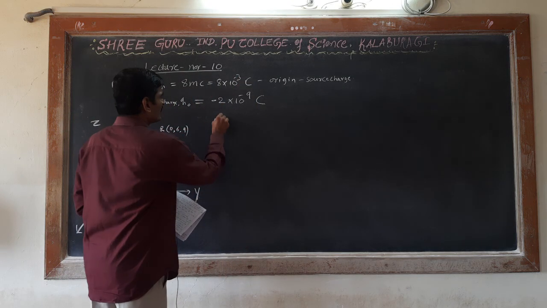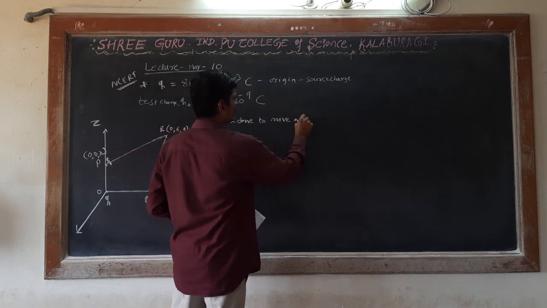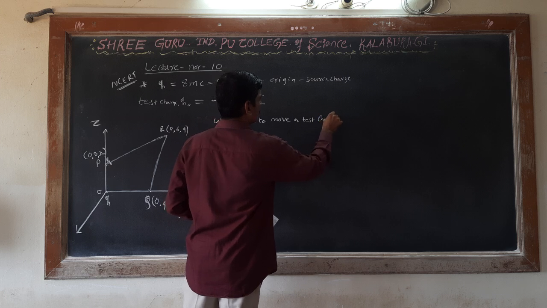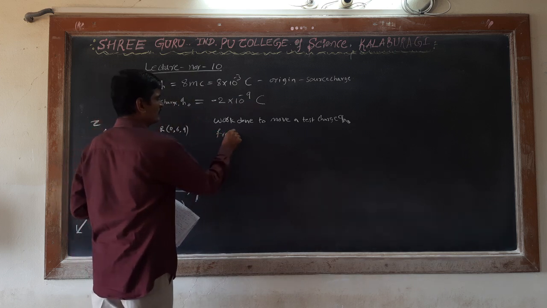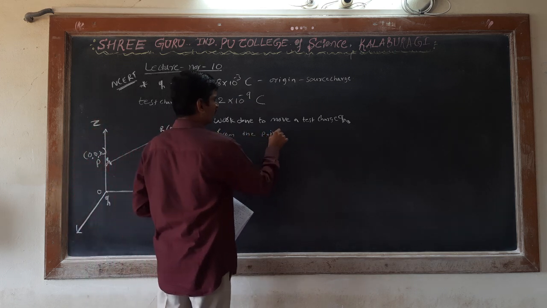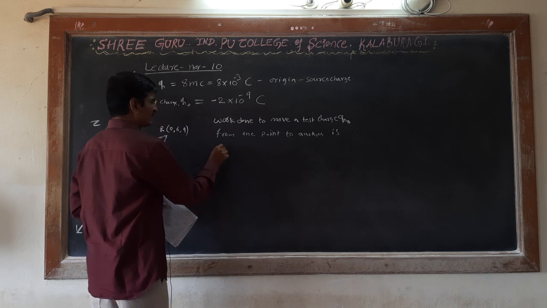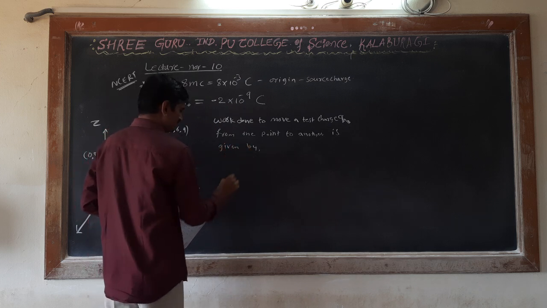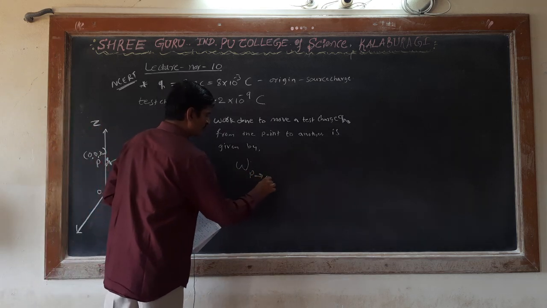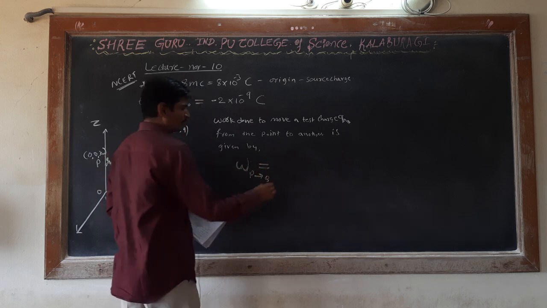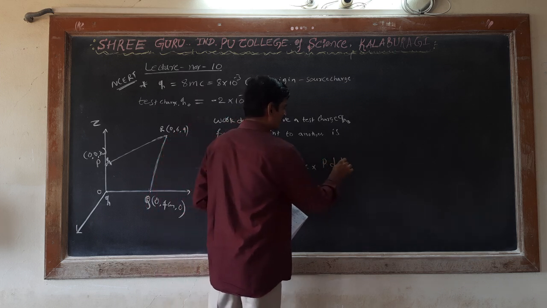So therefore, I will write directly: work done to move a test charge q naught from one point to another is given by, so work done from where to where? Work done from P to Q. Work done in moving the charge from P to Q is equal to charge into potential difference between 2 points.